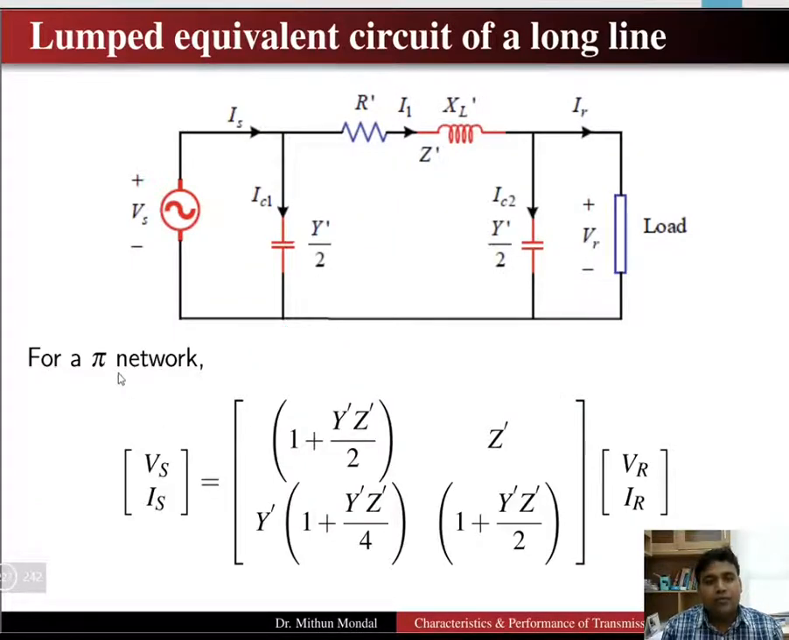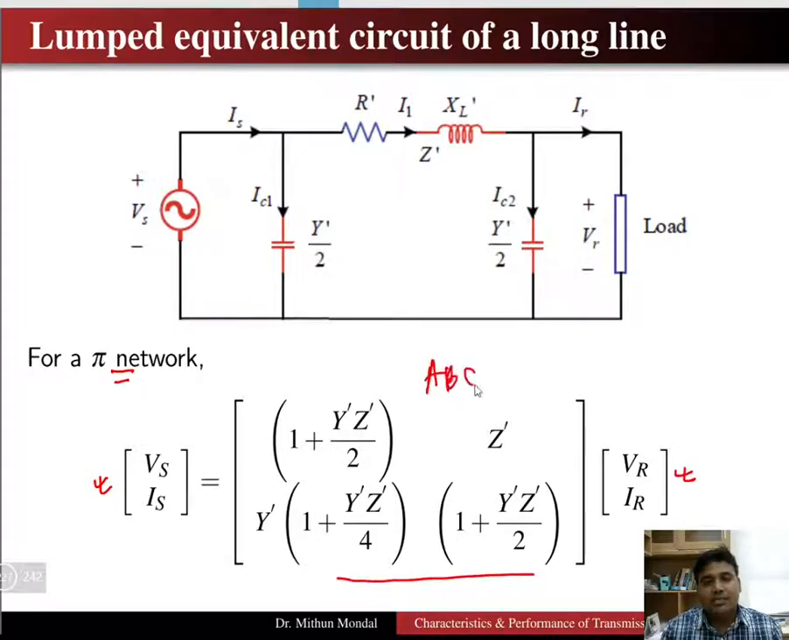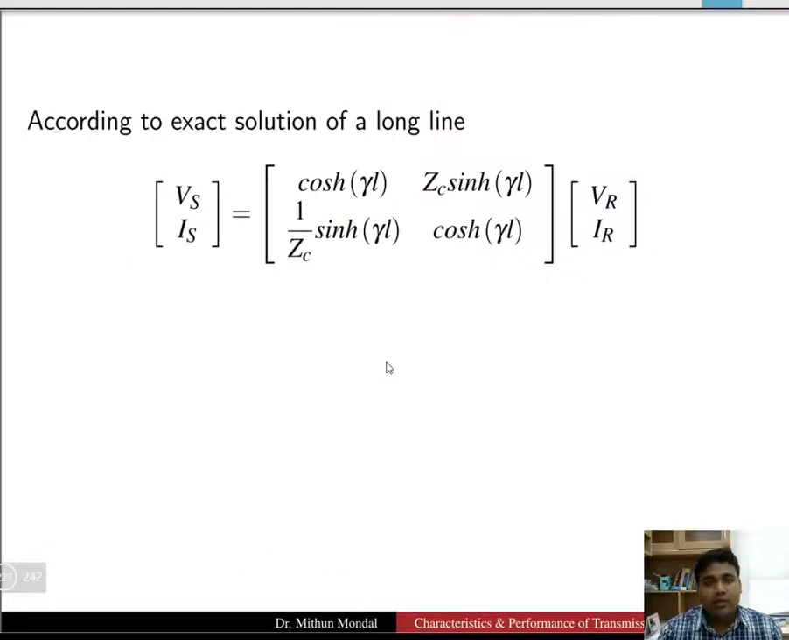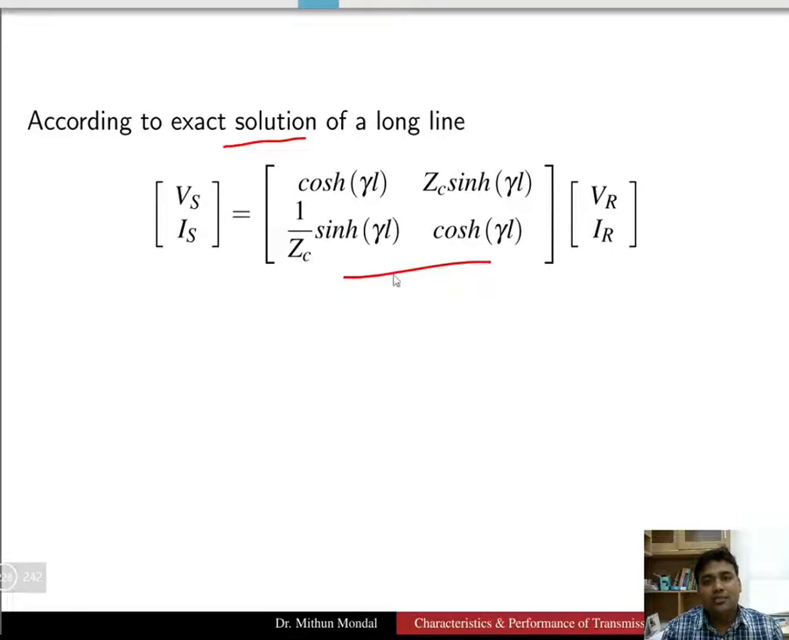We know that for a pi network, the relationship between the sending end quantities and the receiving end quantities is given in this manner. So these are basically the ABCD parameters of the pi network for a medium transmission line, where we have used the dash prime term to indicate that it is a long transmission line network. Now the exact solution of a long line is given by this equation. So these are the ABCD parameters of the exact solution.